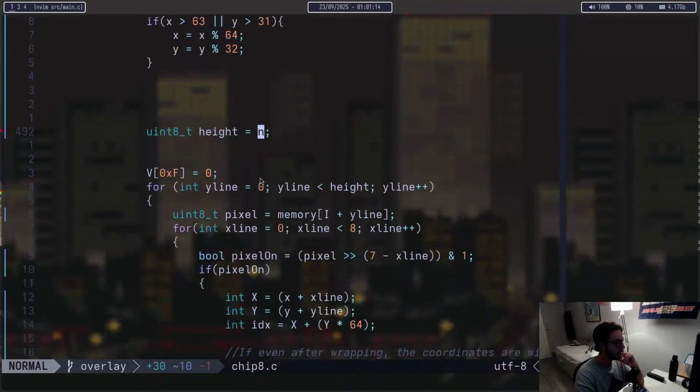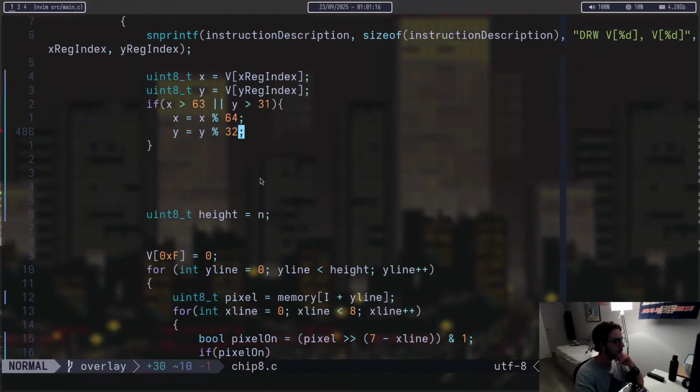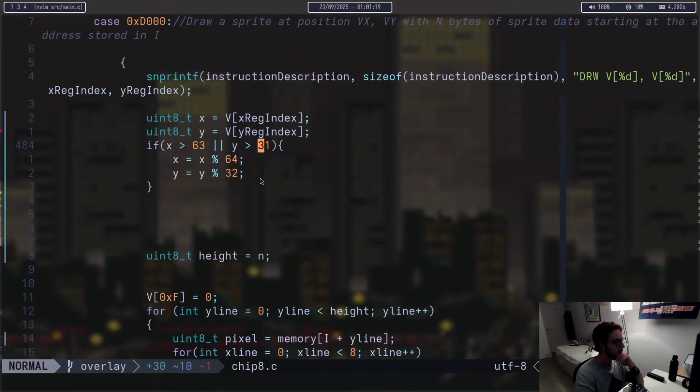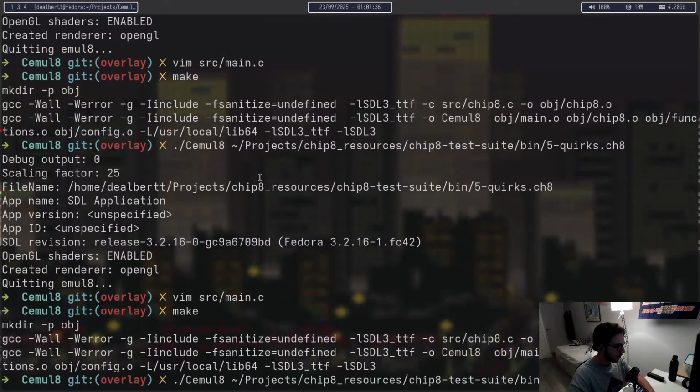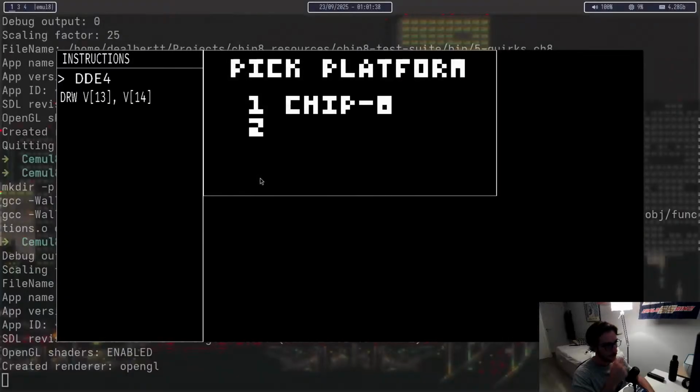So if the x is negative, for example, you also have to take that into account. If x or x is less than 0, or y is less than 0. Not that I think this matters, but fuck it.